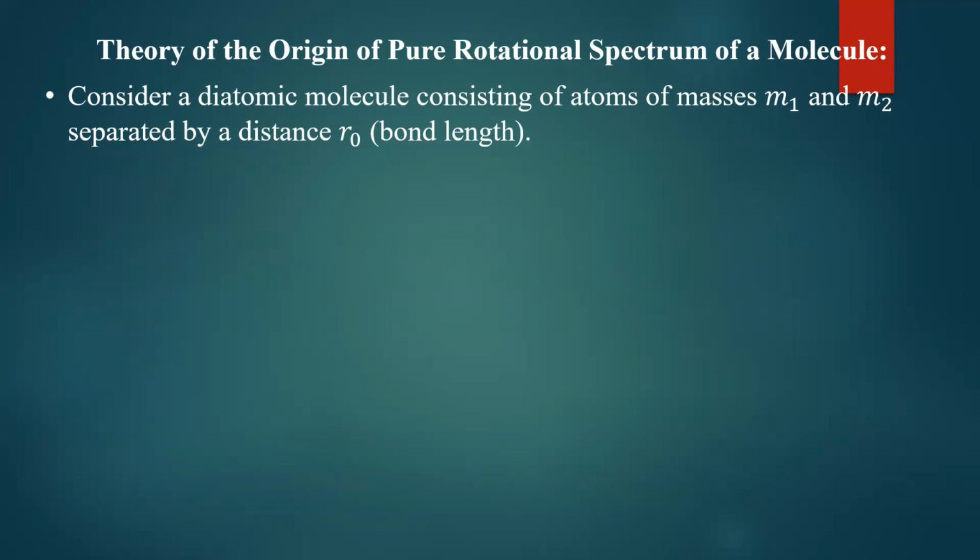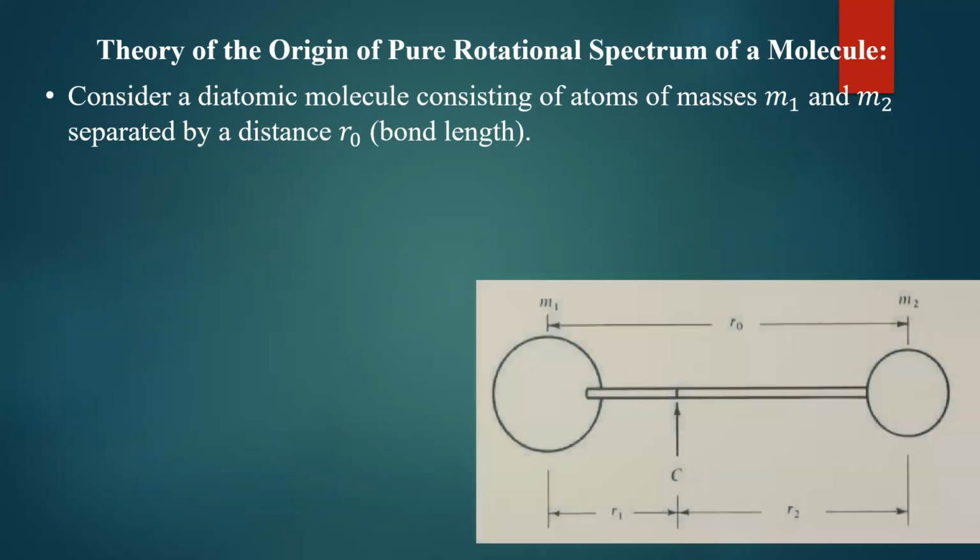Let us consider a diatomic molecule consisting of atoms of masses m1 and m2 separated by a distance r0. So m1 and m2 are the masses of the atoms of a diatomic molecule, and these two atoms are separated by the equilibrium distance r0, which is nothing but the bond length of the molecule. So this is the simple diagram I can imagine.